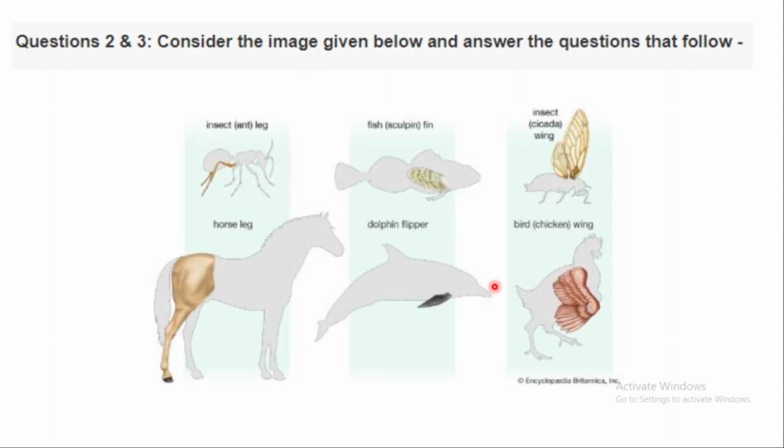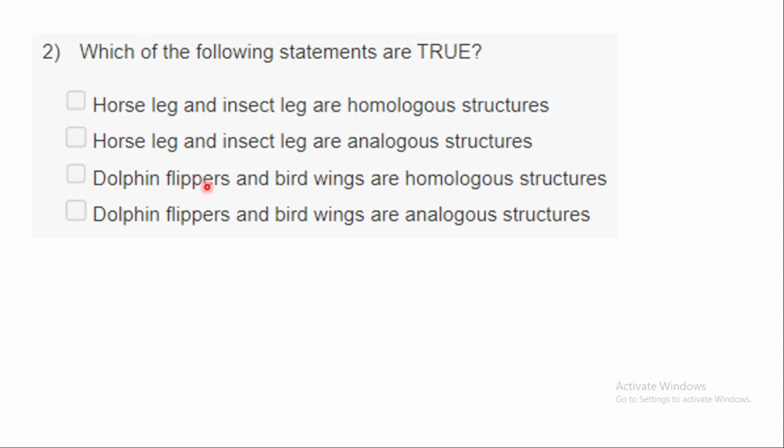So there is a comparison between insect leg and horse leg, and dolphin flipper and the bird wing. Option C, dolphin flippers and bird wings are homologous structures. Option D, dolphin flipper and bird wings are analogous structures. So simple options: comparison between horse leg and the insect leg, whether they are homologous or analogous, and dolphin flipper and bird wing, whether they are homologous or analogous. For this, you have to understand the terminology of homology and analogy, which will come later.